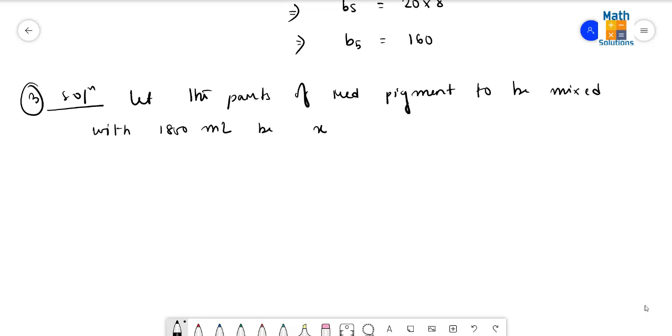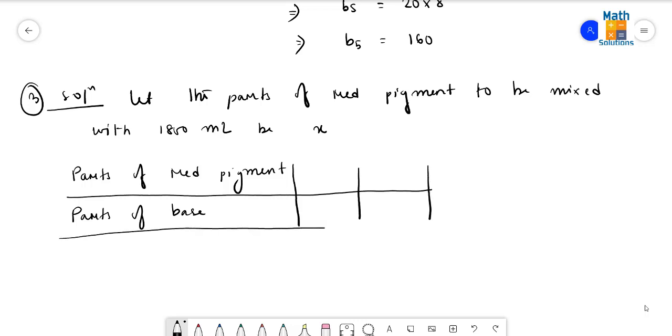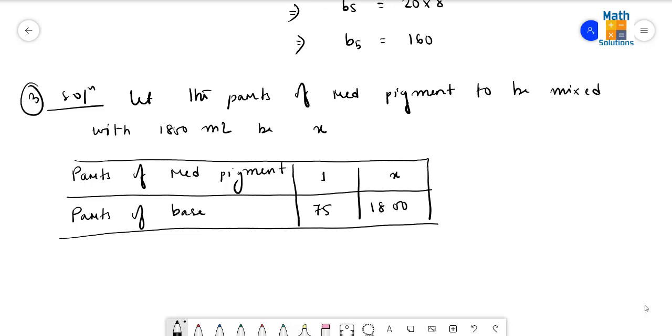The table can be framed like this: parts of red pigment, then the other row is the parts of base. So two columns we shall be having here in the table. First is 1, second is x. Below it is 75 and 1800 in ml units. Since they are in direct proportion, when the quantity is more, the parts will be more.